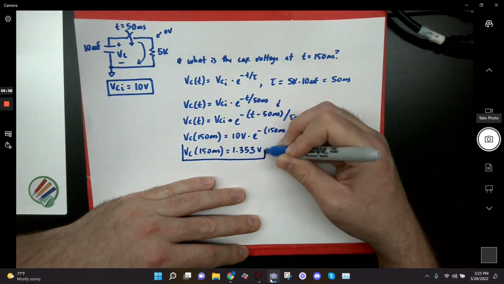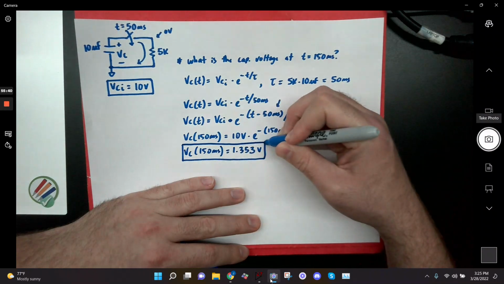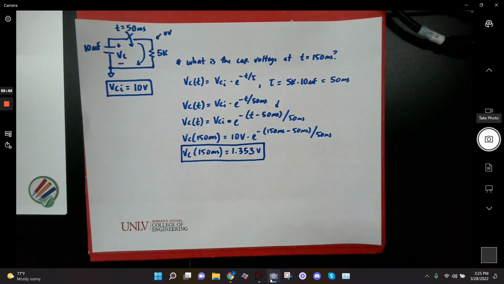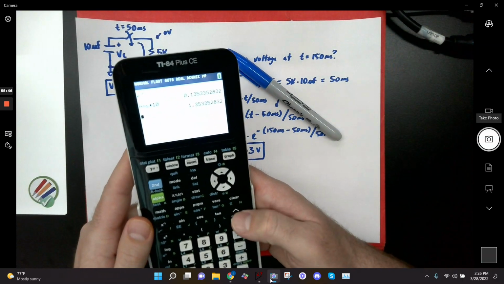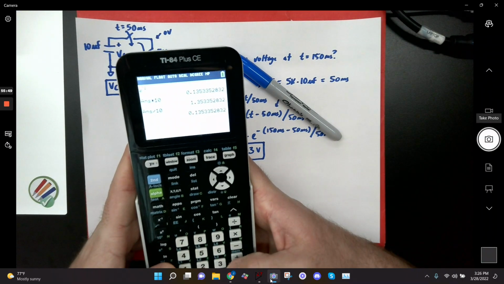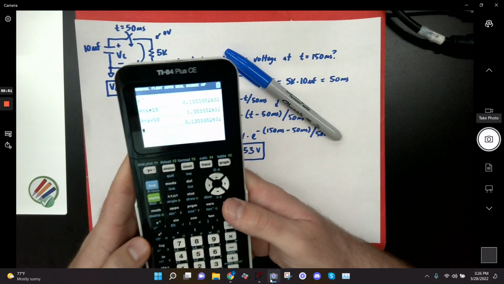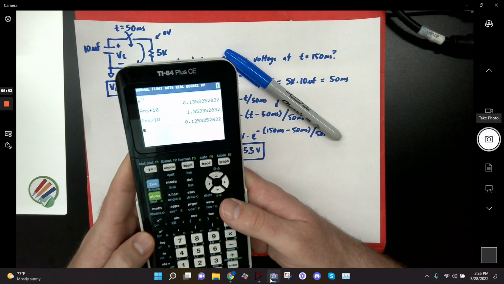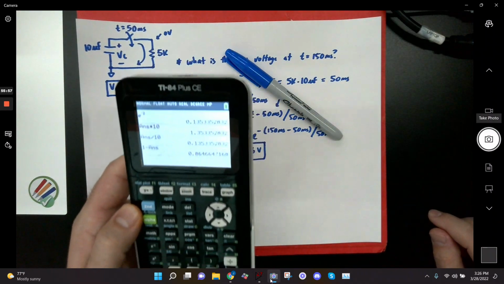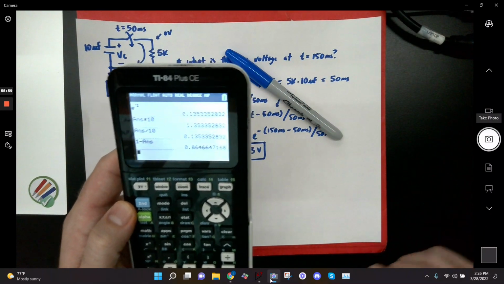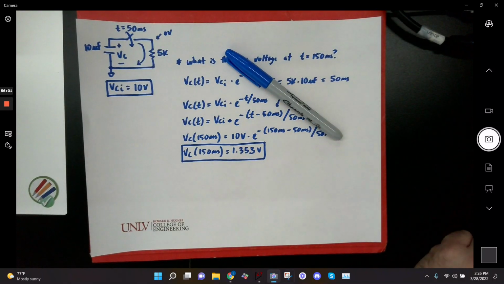So it's discharged. Again, I did 2 time constants, so it's discharged 86%, right? So if I do 1.353 divided by 10, it should give me about, what the heck? Not divided by 10. Is that right? Oh, yeah, 1 minus 86%. Okay, yeah. You see that? 86%.